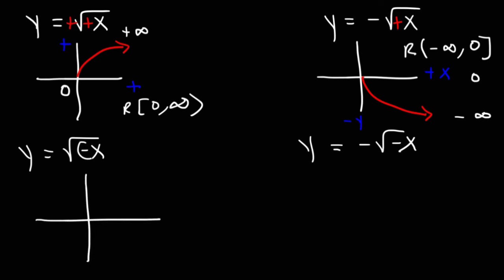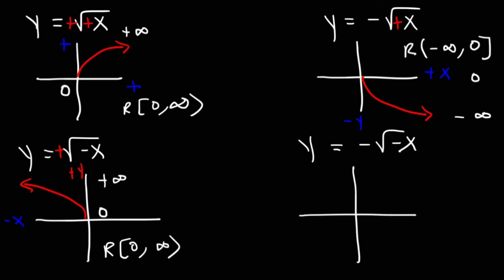Now for this one, we have a negative on the inside, but a positive on the outside. So it's going to go towards the negative x-axis, but the positive y-axis. So it turns out that it's going to reflect over the y-axis. So it's going to look like that. The lowest y value is 0, the highest is infinity, so it's going to range from 0 to infinity.